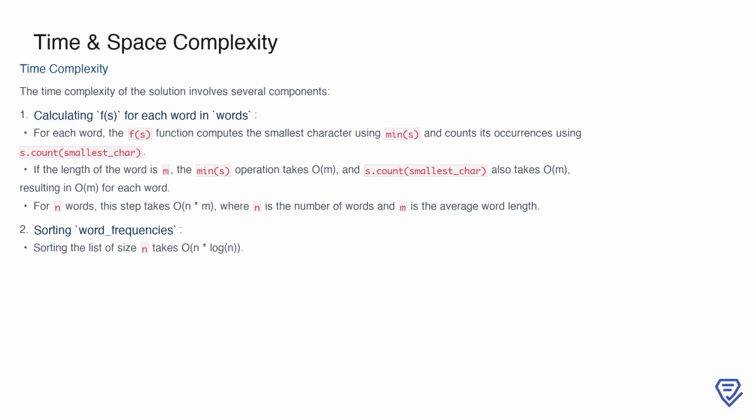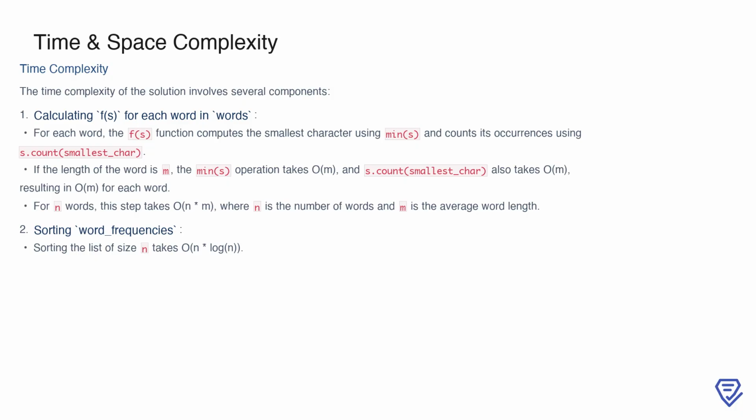The time complexity of our solution is determined by several key operations. First, we calculate the function f(s) for each word in the words list. This involves finding the smallest character in the word using the min(s) operation, which takes O(m), where m is the length of the word. Then, we count the occurrences of that smallest character using the s.count(smallest_char) method, which also takes O(m). As a result, computing f(s) for a single word takes O(m), and for n words, this step adds up to O(n * m).